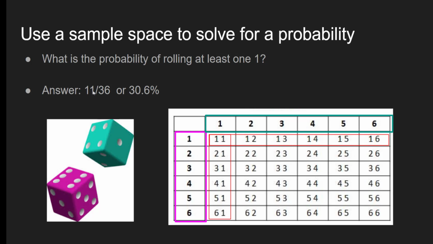There are 11 possible ways that we can have at least 1 one. So 11 is my numerator, and 36 represents the total possible outcomes. 11 over 36 is the probability of rolling at least 1 one when tossing 2 dice. This is approximately 30.6%.